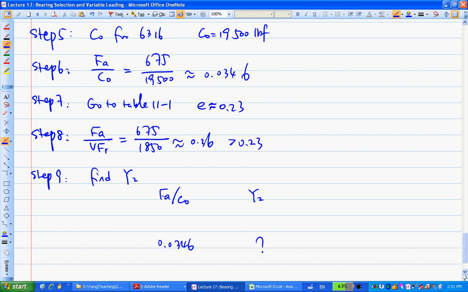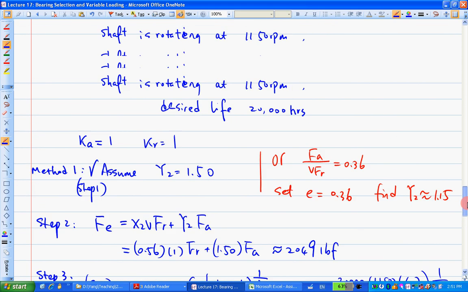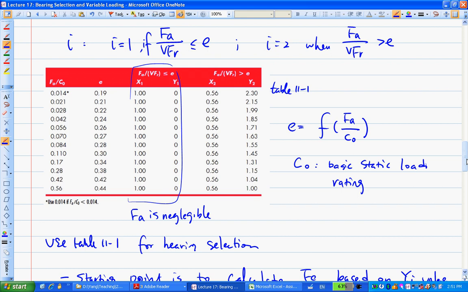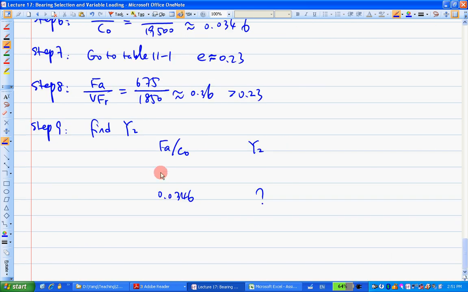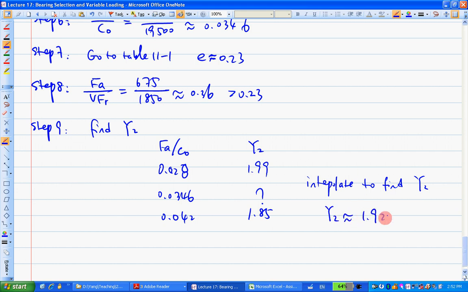And this is the Y2 that we're looking for, right? But based on the table right here, there is no 0.036. So basically, we have to use interpolation right here. 0.028, 0.048, the corresponding Y2 are here. So we had to use a little interpolation to find the Y2. And the Y2 can be found approximately 1.924.